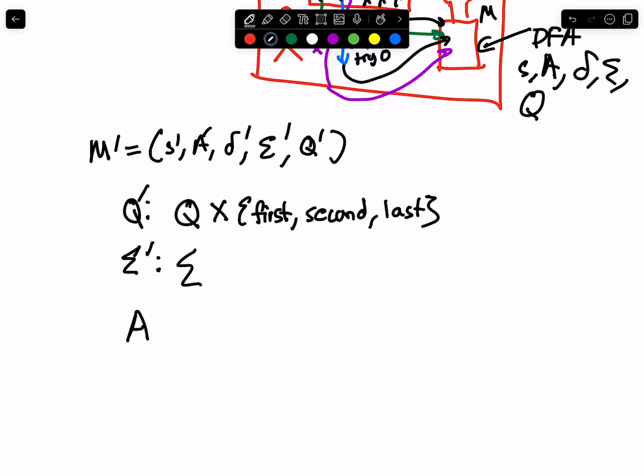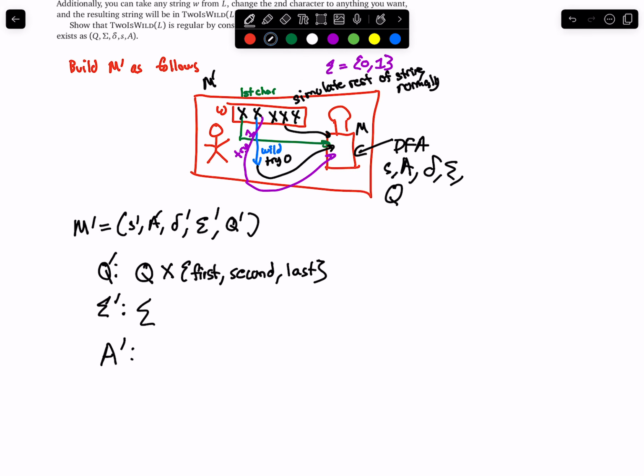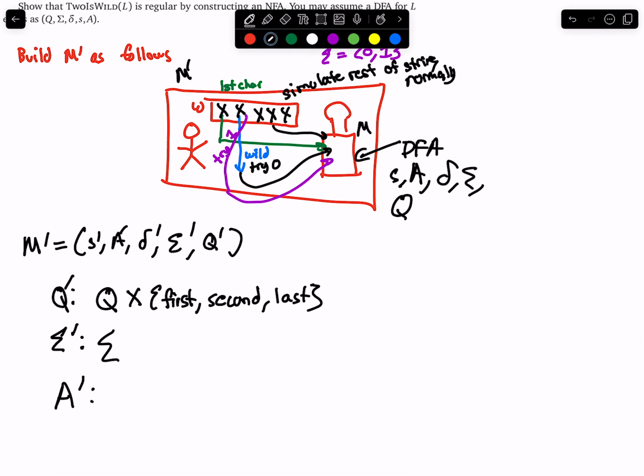So what's my accepting state going to be? The new NFA that I build to accept 2 is wild will accept the string only if the DFA for L accepts the string. So 2 is wild will only accept the string if the DFA accepts the string. But it's not just that the DFA has to accept the string. It needs to accept the string after reading this character.